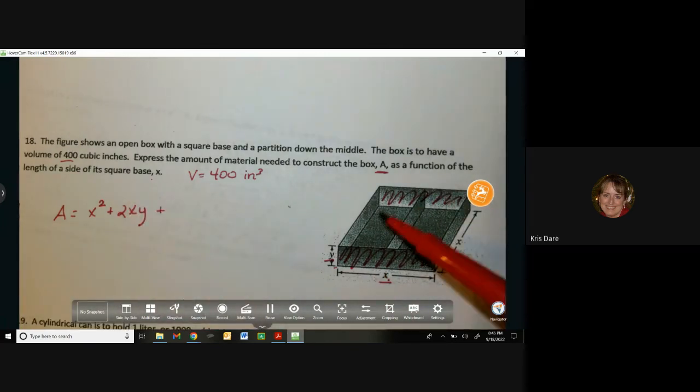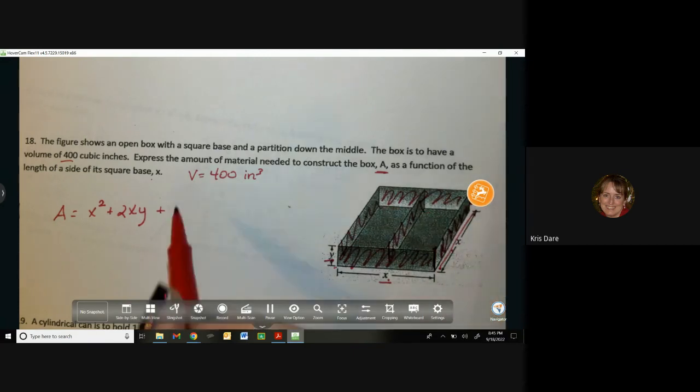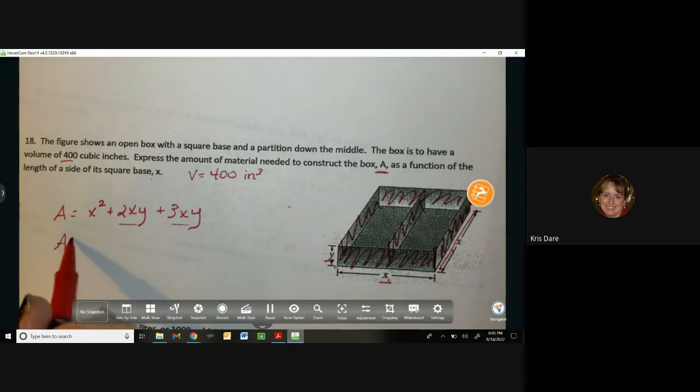Then I'm going to have three pieces that are identical here, right? And they're x by y. So is this one. And so is this one. So three of them that are x by y. Okay. And since this was a square base, which is why these are the same thing. So I get the area in terms of x is x squared plus how many xy's? 5. Okay. I'm really close.